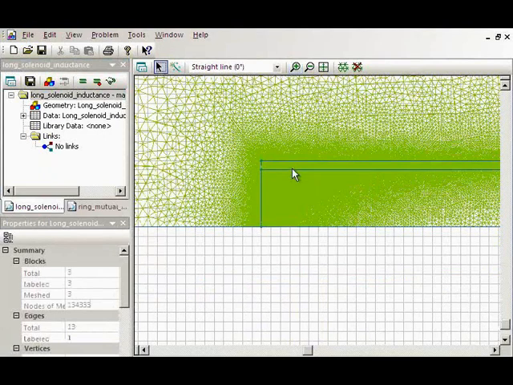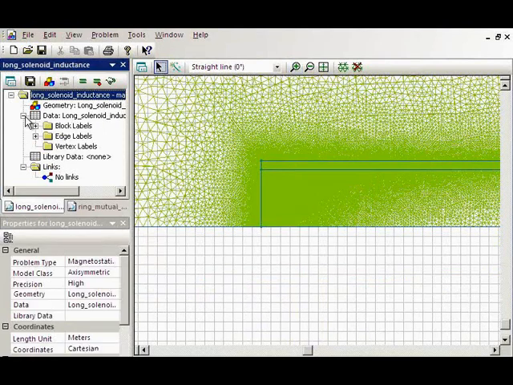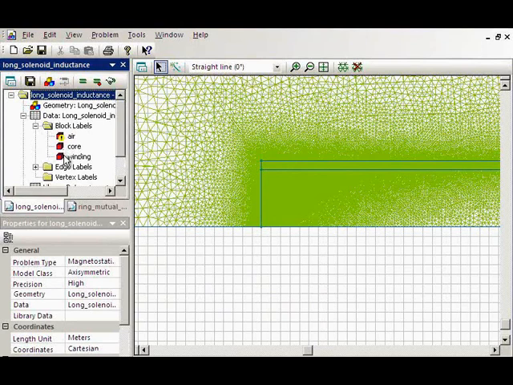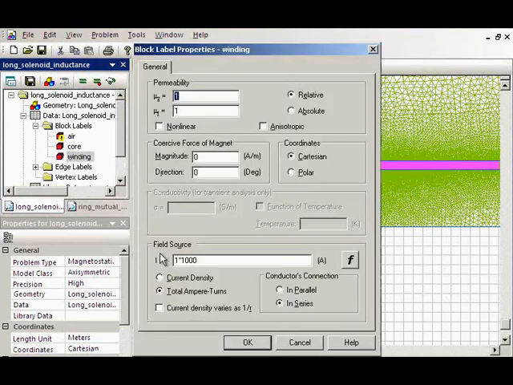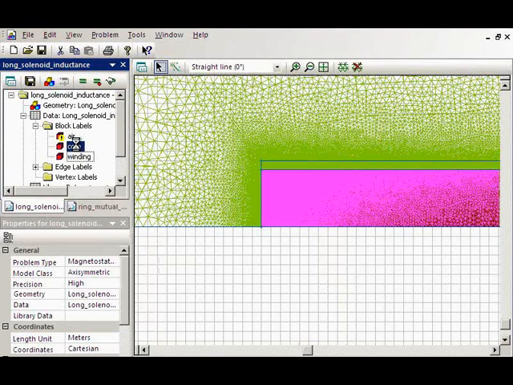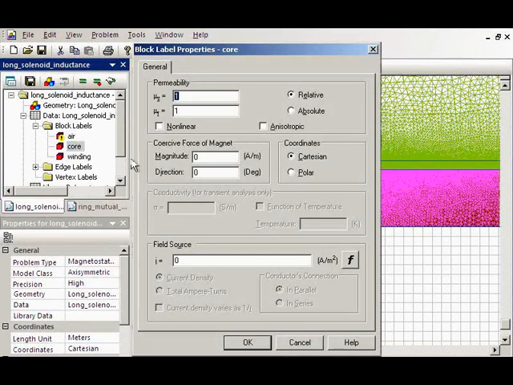Now this is my solenoid. It consists of the winding. There are 1000 turns in the winding and 1 ampere in the conductor. The core: there is no core in my solenoid, it is just the air, the permeability of 1.